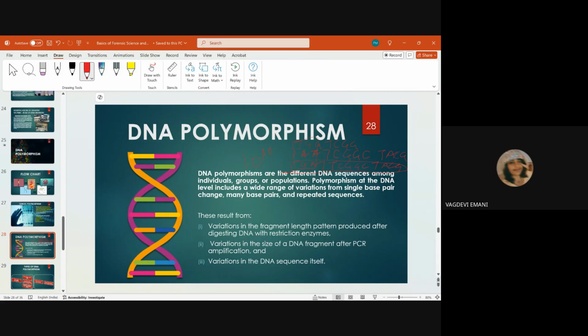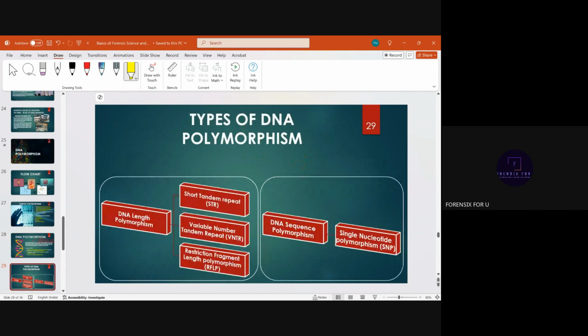Yes, ma'am. So why is polymorphism happening? Either the length of the gene is changing, variations in the fragment length produced after DNA digestion, variations in the size of a DNA fragment after PCR amplification, or variations in the DNA sequence itself. Now we have DNA length polymorphism. DNA length polymorphism is studied under three aspects in forensics. We are studying short tandem repeats, or STRs.